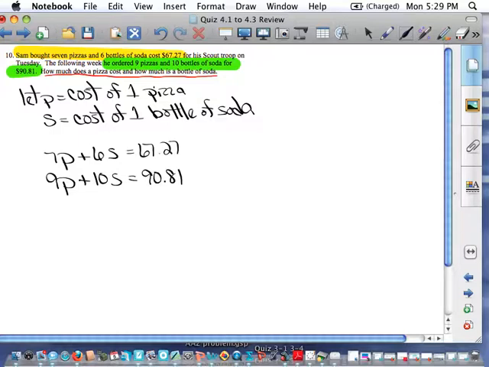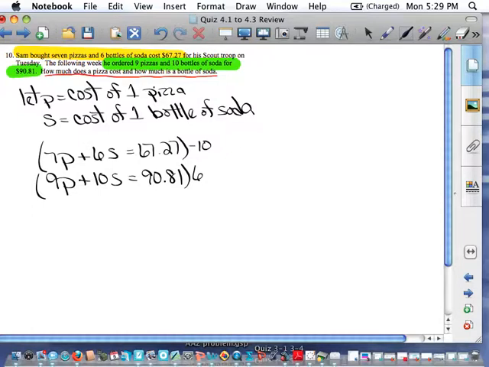$90.81. So when this is the case, you can just look at one of the variables and multiply each equation by the opposite of the other. So the first equation I'm going to multiply by negative 10. That will give me negative 60s. The second one I'm going to multiply by a positive 6. So again, I have a 60s, and they will cancel.